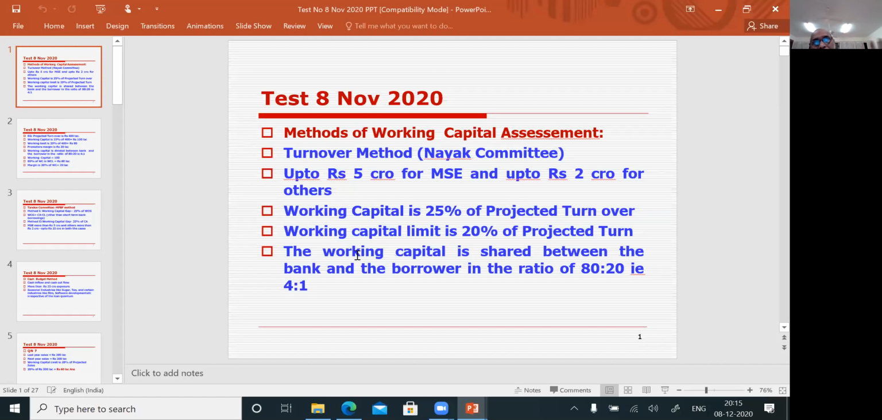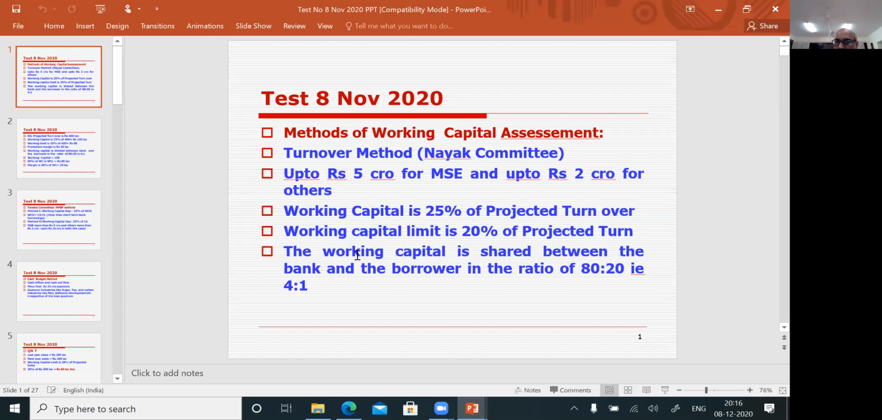So under the working capital requirement, under the turnover method, which is given by the Nayak committee, if the loan requirement is up to 5 crores and the party is an MSC, you have to go by the turnover method. If it is other than an MSC party, then up to 2 crores, you can assess his working capital requirement as per the turnover method.